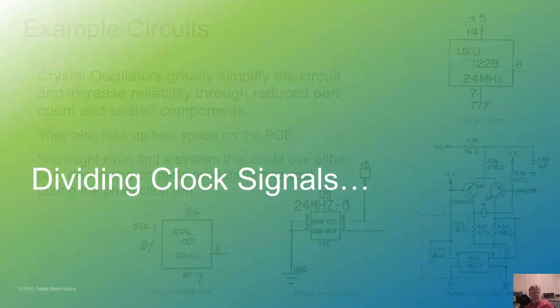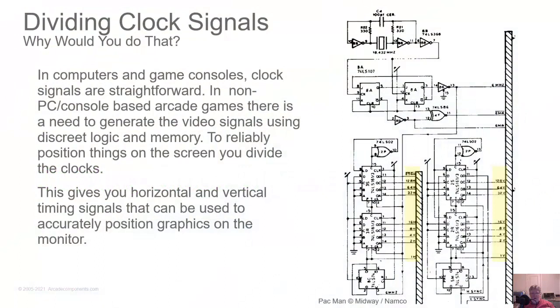So let's talk about dividing the clock signals. Now, when you're dealing with a computer, you typically have a video controller. I mean, look at VIC-20, a Commodore 64, and look at your TRS-80 color computer. You know, you have a video chip of some type in most of your computers. So it's pretty straightforward. You have a clock crystal that gets divided out for a couple of things, and then that's it.